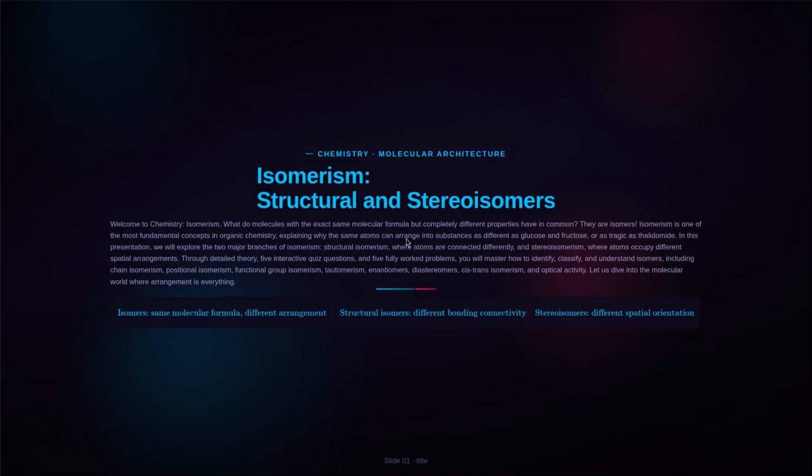In this presentation, we will explore the two major branches of isomerism: structural isomerism, where atoms are connected differently, and stereoisomerism, where atoms occupy different spatial arrangements. Through detailed theory, 5 interactive quiz questions, and 5 fully worked problems, you will master how to identify, classify, and understand isomers. Let us dive into the molecular world where arrangement is everything.